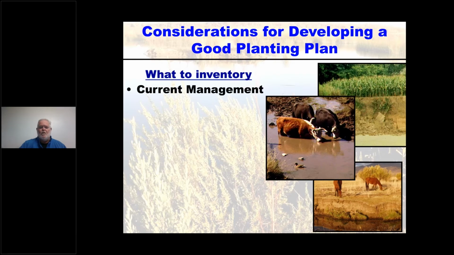What else to inventory? Current management. Management is one of those things that you need to talk quite a bit about with the landowner and the operator to understand how they're managing the land. This is one of the easiest and cheapest ways to correct things that are going on in the riparian zone. Historical management. Is there something that happened in the past?